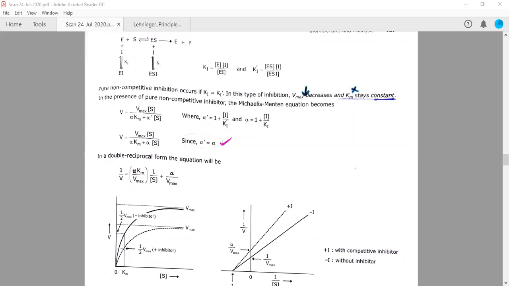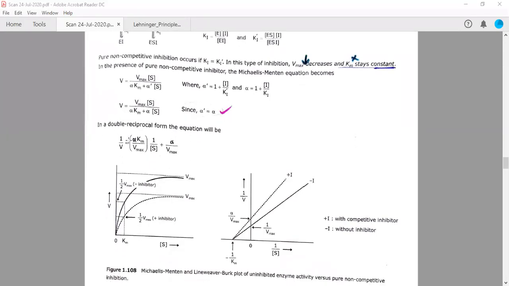If you rearrange the same equation in the form of the double reciprocal LB equation, what can happen? Because Vmax is decreasing, here also you need to multiply the Km value with alpha. Also, because this Vmax is decreasing, you need to divide. So you will divide this Vmax with alpha, or in the other form, alpha will be divided by Vmax, because this is a reciprocal equation.